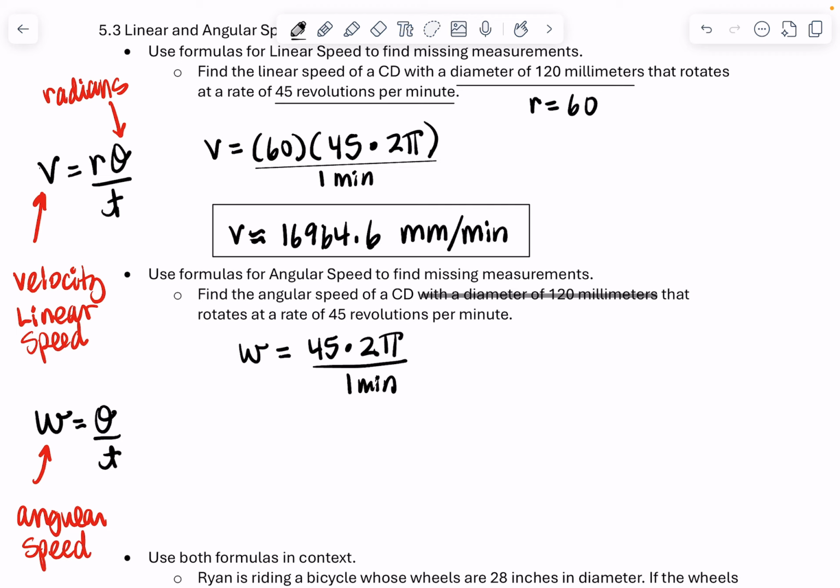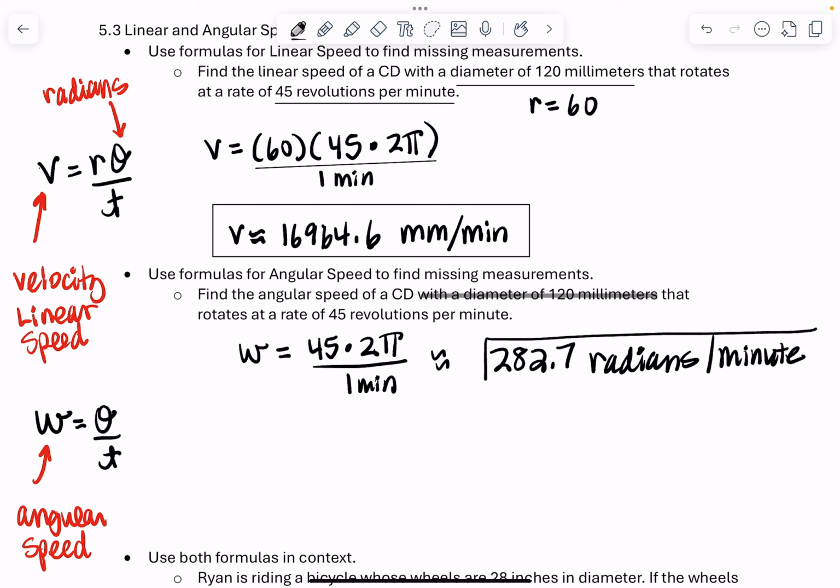So this is just, it went 45 revolutions around the circle in a minute. So that is our angular speed. So when we plug all this loveliness in, we get 282.7, and angular speed is always radians per whatever time unit that they give you in the problem. So angular speed will never have a linear thing to it. That's only the linear speed ones.